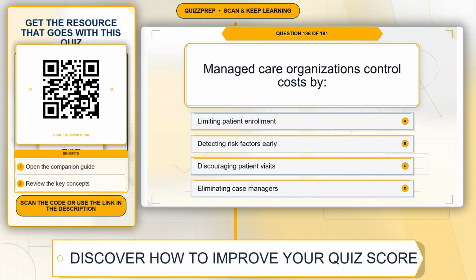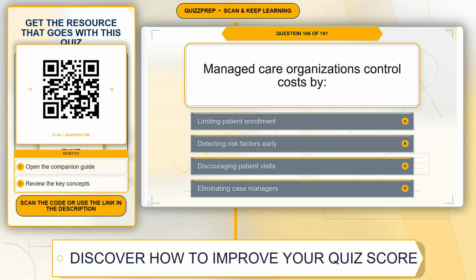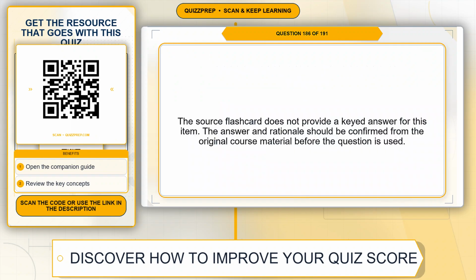Question 186. Managed care organizations control costs by: Option A, limiting patient enrollment. Option B, detecting risk factors early. Option C, discouraging patient visits. Option D, eliminating case managers. The correct answer is not shown. Explanation. The source flashcard does not provide a keyed answer for this item. The answer and rationale should be confirmed from the original course material before the question is used.